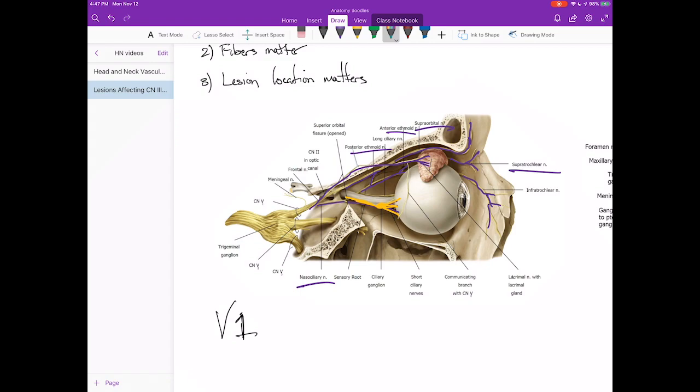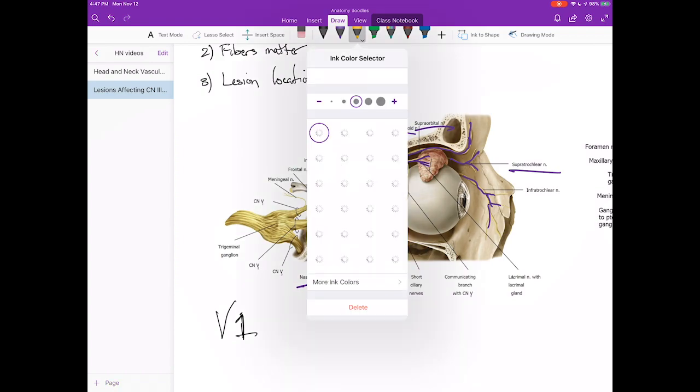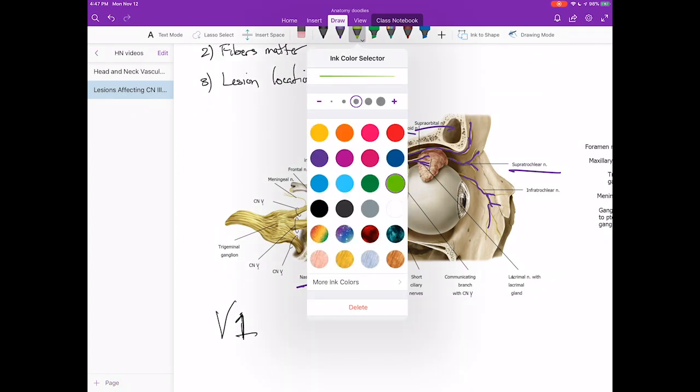If I have a lesion of fibers in cranial nerve 5 that are already carrying cranial nerve 3, let's say the short ciliary nerves here, then the parasympathetic innervation of the eye is going to be affected, as is the sensory innervation from the same region. Let's talk about cranial nerve 7. That might be a little bit more clear. We'll draw cranial nerve 7 in green.